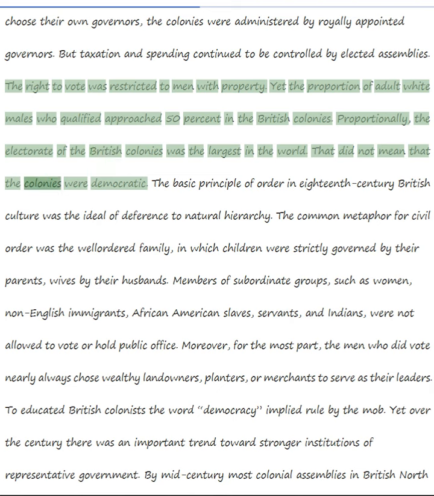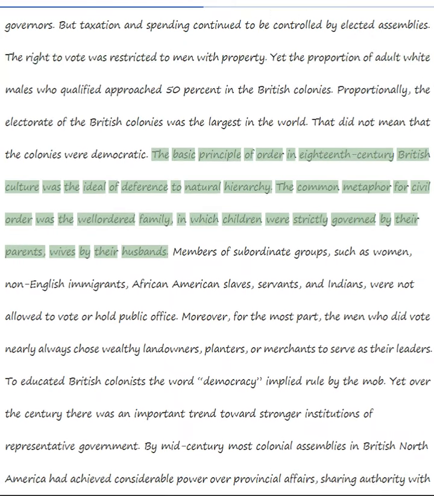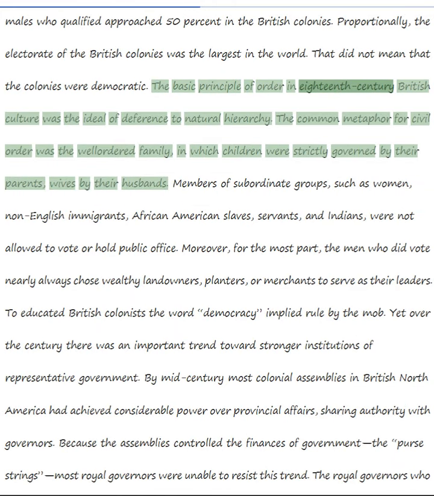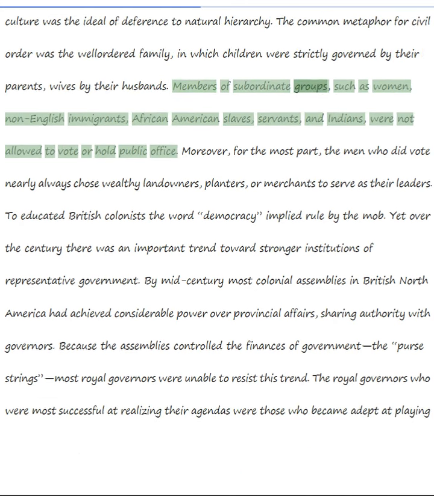That did not mean that the colonies were democratic. The basic principle of order in 18th century British culture was the ideal of deference to natural hierarchy. The common metaphor for civil order was the well-ordered family, in which children were strictly governed by their parents, wives by their husbands. Members of subordinate groups, such as women, non-English immigrants, African American slaves, servants, and Indians, were not allowed to vote or hold public office.